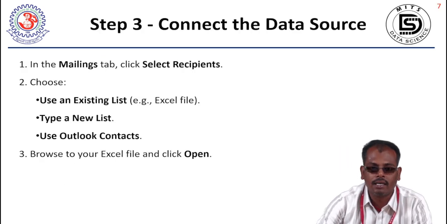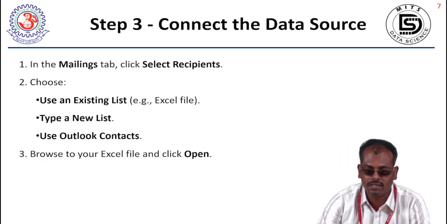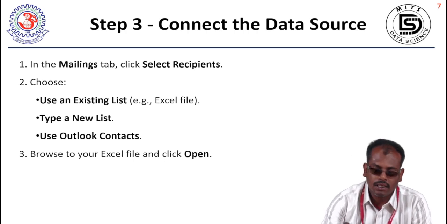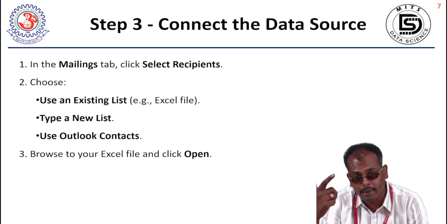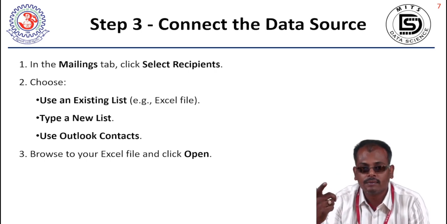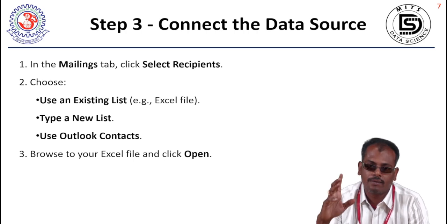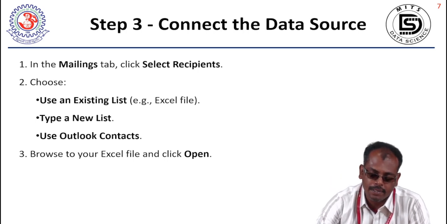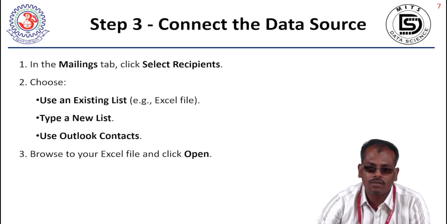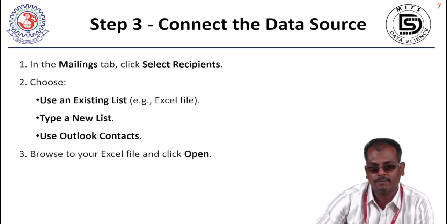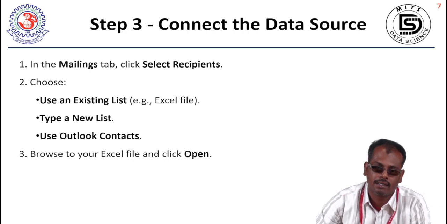After that, the very second option, which is present immediately next to that, is Select Recipients. Here, Select Recipients means the data source, or list of recipients, which I have prepared and stored in one Excel sheet. That Excel sheet we need to select here.